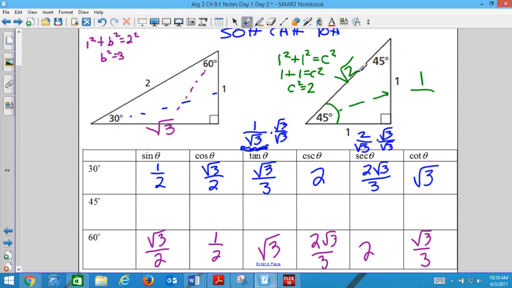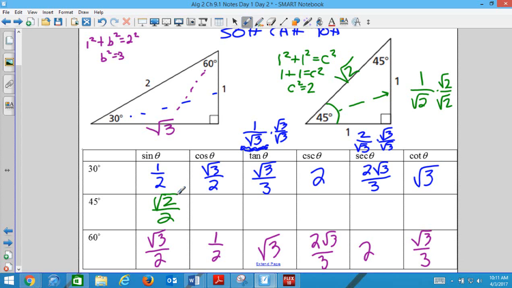Sine of 45, opposite over hypotenuse, is 1 over square root of 2. Can I leave it like that? So we rationalize it. We multiply by square root of 2 over 2, and that's what we get: square root of 2 over 2. You could leave it like that, but it would be wrong. Simplify it all the way.